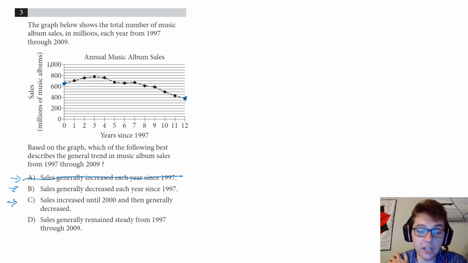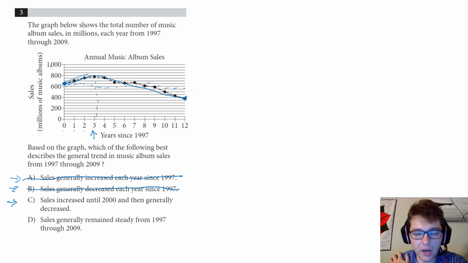C would be sales increased until 2000, then generally decreased. So here you have to take a look at specific years. So where would 2000 be? This is 97, 98, 99, 2000 would be right here. So C is stating sales generally increased until 2000, then generally decreased. Yeah, that pretty well fits the line, and even better than saying that sales generally decreased each year. It's more specific than B. So that's our front runner right now. D says sales generally remain steady from 1997 through 2009. You know, C definitely describes it better.